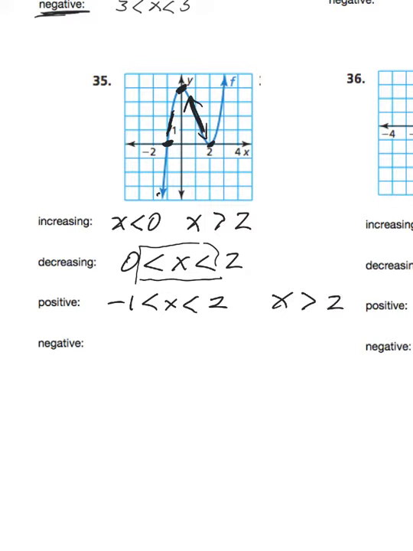Okay, now where's it negative? It's only negative in one place, for x less than -1. Okay, I have a question. Couldn't you just say the positive one is just greater than -1? You could, and the reason it's not is because we didn't do greater than or equal to.